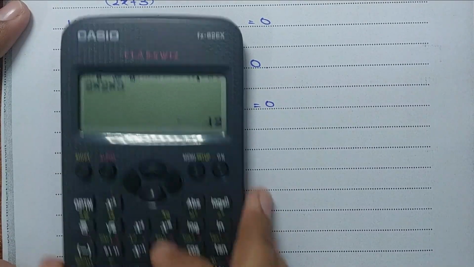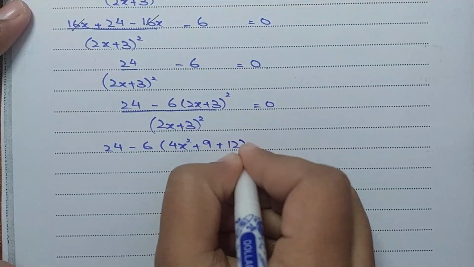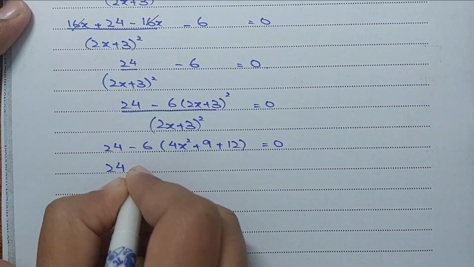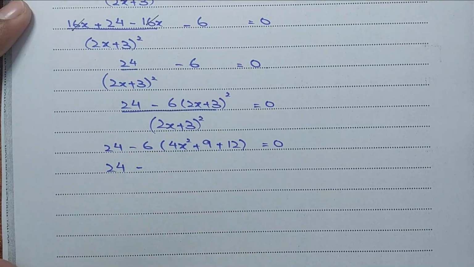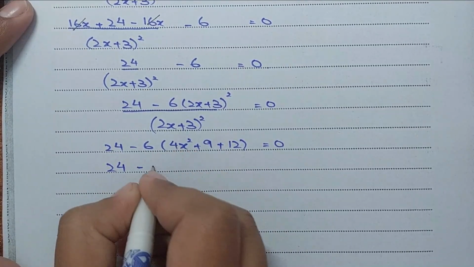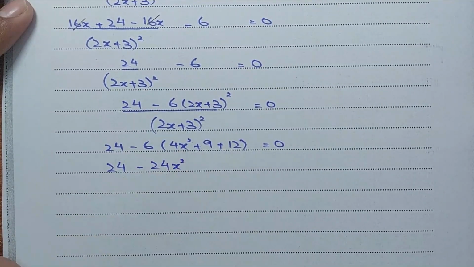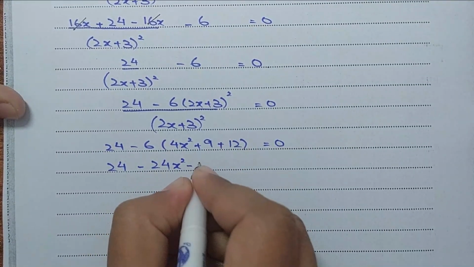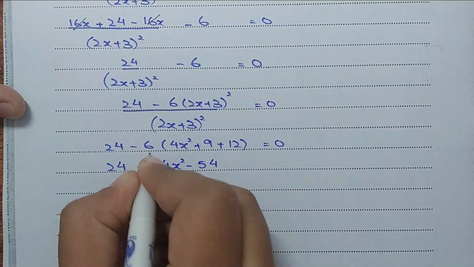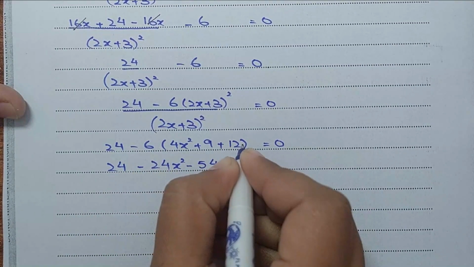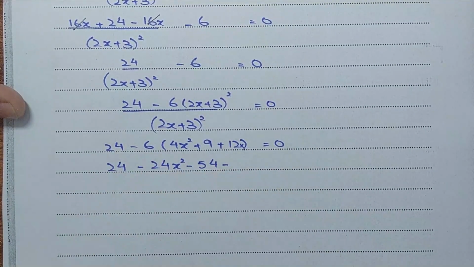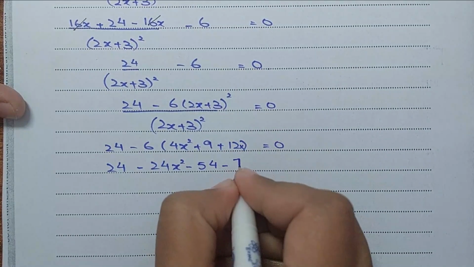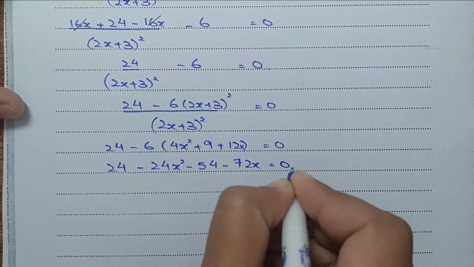2, 2, 3 would be 12x plus 12x. This would be equal to 0. Now 24 equals minus 6 times 4, which is also 24x squared, and minus 6 times 9 is minus 54. This is the constant, this is with x, and minus 6 times 12x. 6 times 12 is 72, minus 72x. This is equal to 0, right?